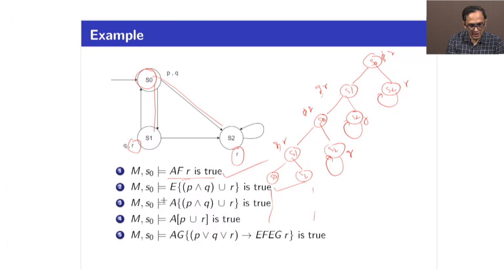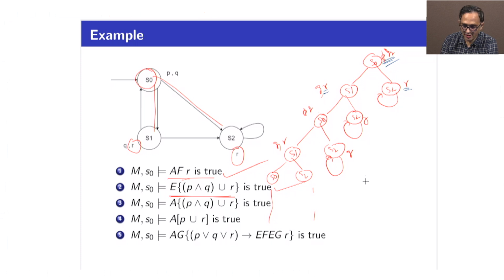Now here I am going to check whether there exists a path in which P and Q holds until R holds. See carefully. Here P and Q holds, until R holds. Here R holds, here R holds. Basically, I found that in all paths P and Q holds until R holds.